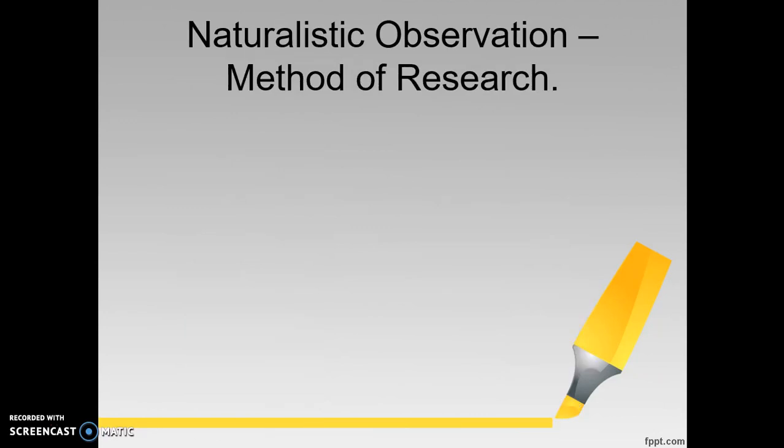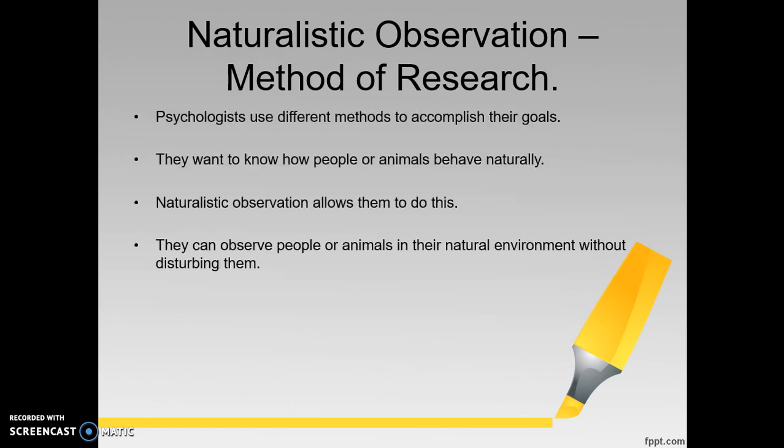So let's talk about different methods of research. One of the methods of research psychologists use is naturalistic observation. Psychologists will use different methods to accomplish their goals. They may want to know how people or animals behave naturally, and naturalistic observation will allow them to do this. What this means is they can observe people or animals in their natural environment without disturbing them.